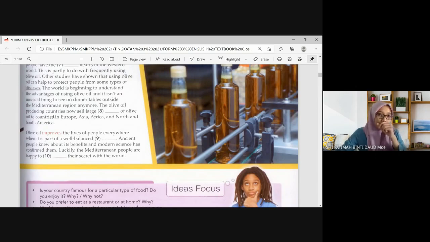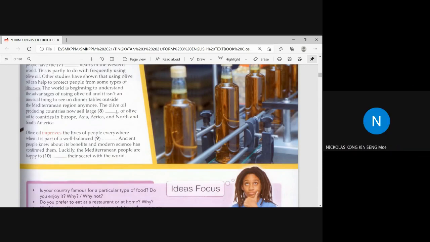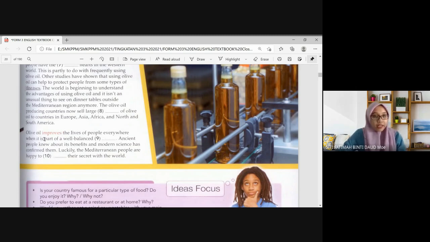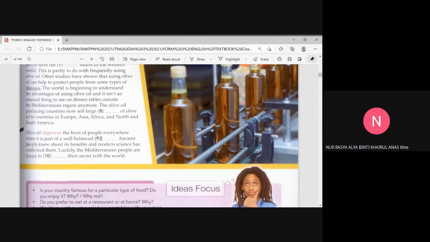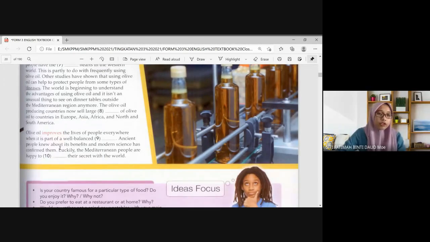The olive oil producing countries now sell large, number 8, amounts, groups, lots and numbers. Large of what? Of olive oil to countries in Europe, Asia, Africa, and North and South America. Which one? Large amount, large group, large lots or large numbers? Amount? Yes. Large amounts of olive oil. Okay. Olive oil improves the lives of people everywhere when it is part of a well-balanced, what is it? Well-balanced food, dish, diet or plate? Diet. Seimbang, diet. Well-balanced diet. Ancient people knew about its benefits and modern science has confirmed them.